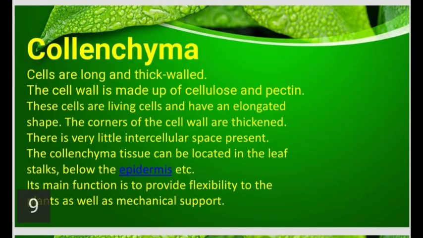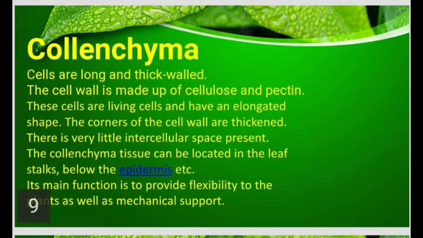Collenchyma. Cells are long and thick-walled. The cell wall is made up of cellulose and pectin. These cells are living cells and have an elongated shape. The corners of the cell wall are thickened. There is very little intercellular space present.